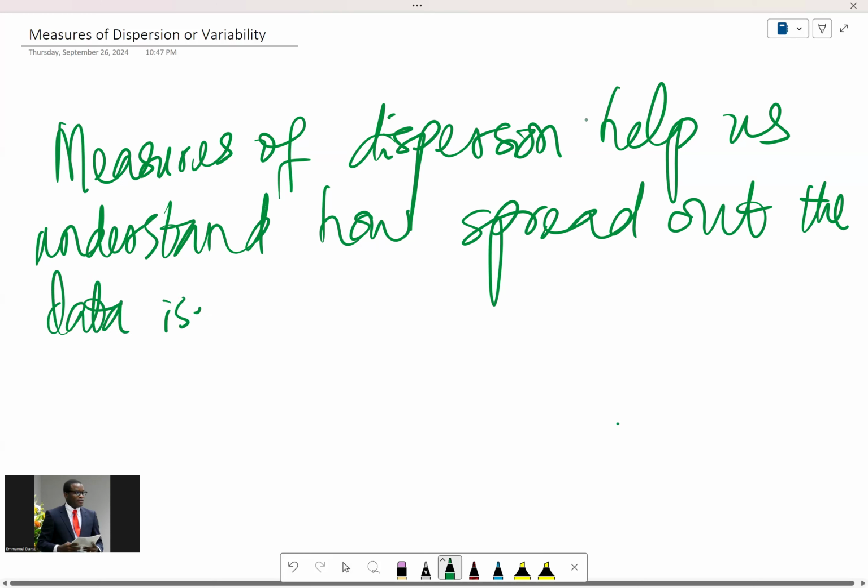So, measures of central tendency or location are single values that are used to represent the whole data, whereas measures of position tell you the position of a particular value in the data. But measures of dispersion help you to see, okay, if we have the mean of a data, how far away is each value in the data from that mean? So that's what measures of dispersion or variability are about. They help us understand how spread out the data is.